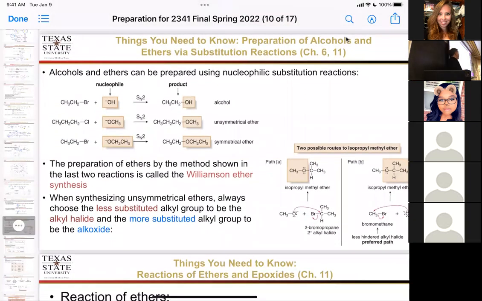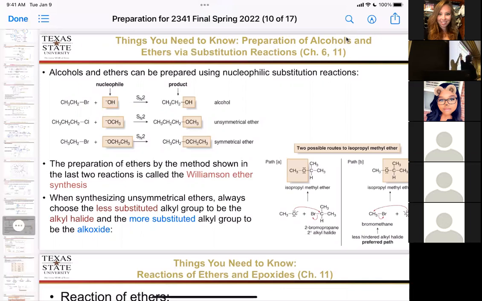So we learned a lot about how to prepare alcohols, and then in chapter 11, we learned we can use some of those reactions also to make ethers, okay? So really all we're doing is changing the nucleophile. It's an SN2 reaction, or sometimes an SN1 reaction, but we're just changing the nucleophile. So in the case of making an alcohol, all we had to do was attack with a hydroxide. Boom, you have an alcohol. That's great. Nice SN2 reaction.